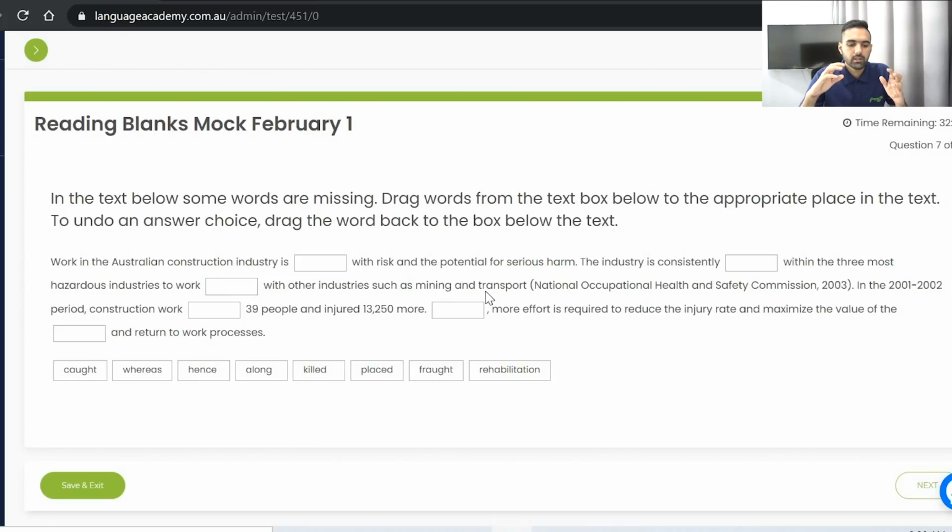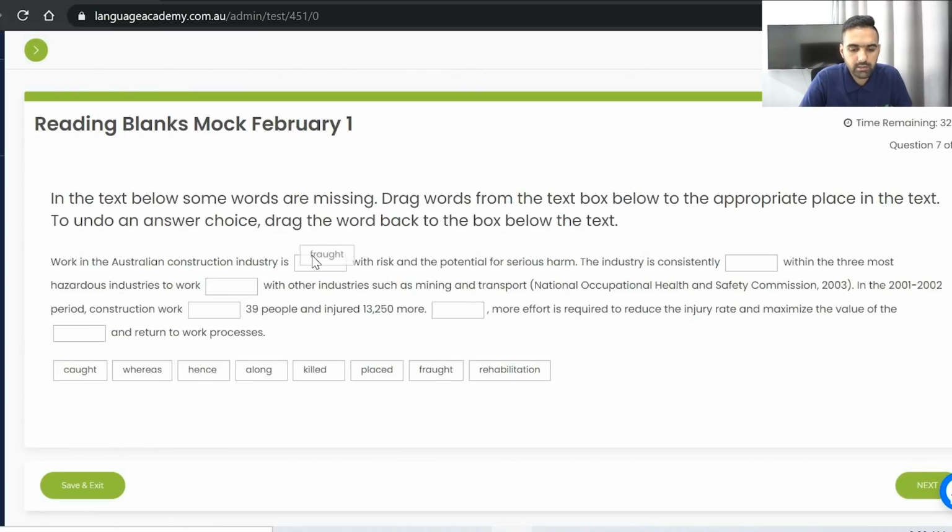Work in the Australian construction industry is dash with risk and potential of serious harm. Means if you're working in the Australian construction industry, there's a risk of serious harm and damage to your body or to your life. So is dash: is caught with, is whereas with, is hence with, is along with, is killed with, is placed with, is fraught with, is rehabilitation with.